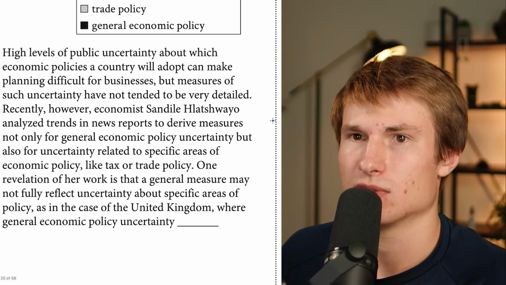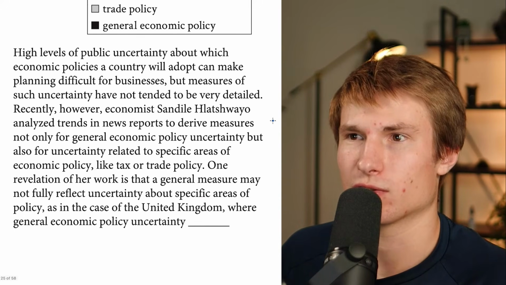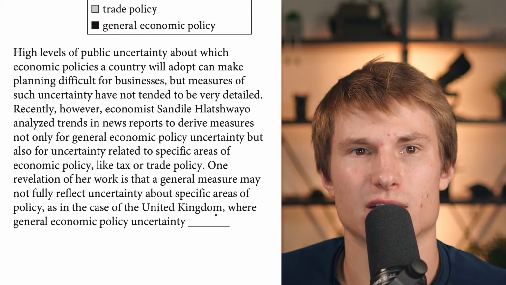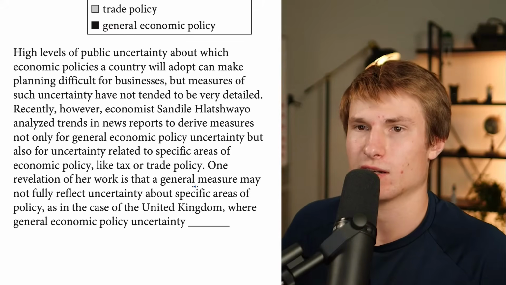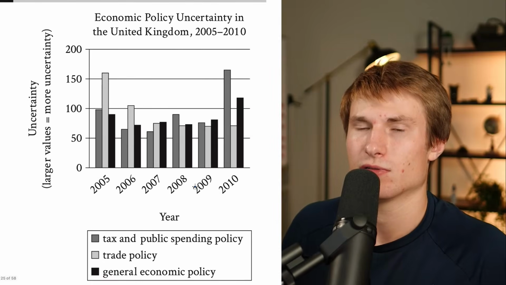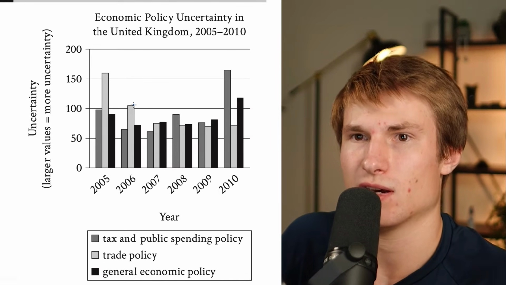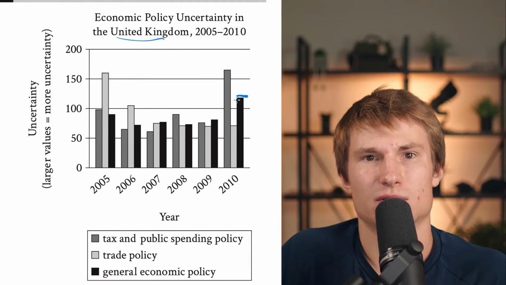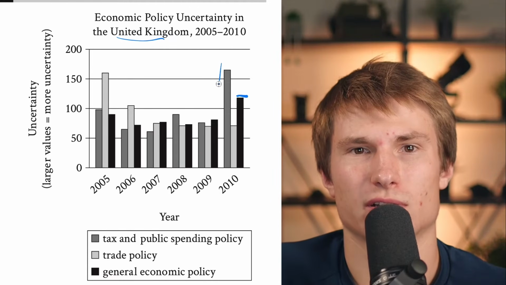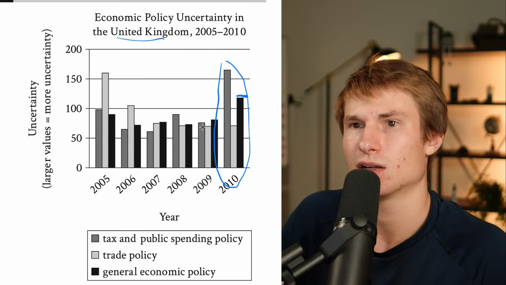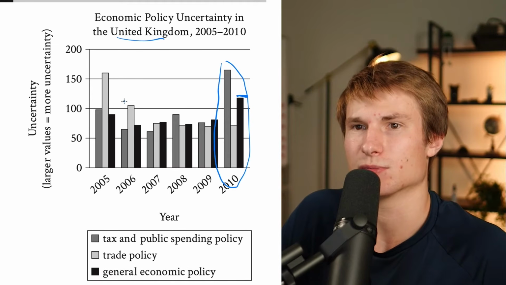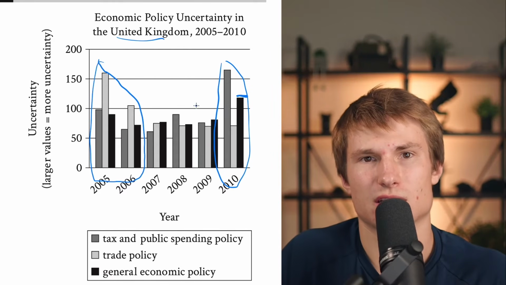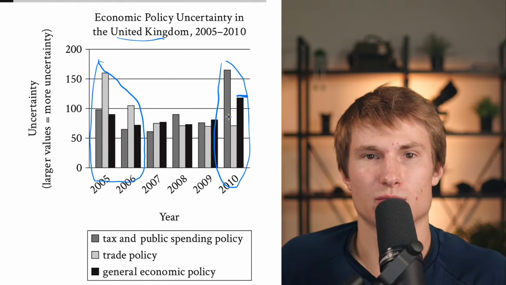Okay, if we go down, we see the claim that one revelation of her work is that a general measure may not fully reflect uncertainty about specific areas of policy, as in the case of the United Kingdom, where we've got general economic policy for the UK. Keep in mind this is all in the UK, so general economic policy is the black graph. We see that it's not very correlated with these other two in 2010. Most of the other years are fairly similar, except for 2005 and 2006, but 2010 is the one that is most uncorrelated.